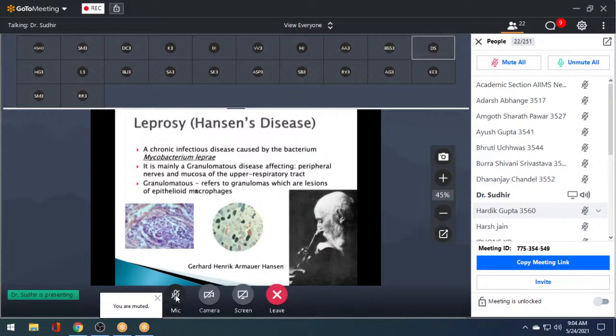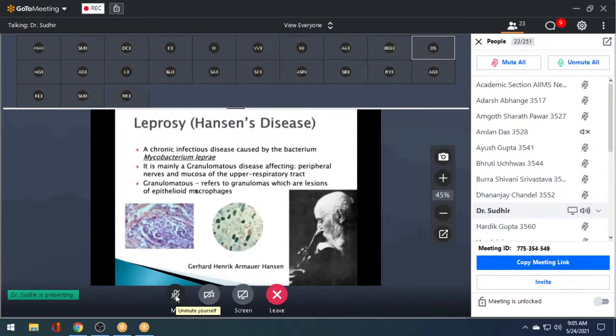Okay, a very good morning to all of you. So today we'll discuss something about leprosy and its therapeutic options for its treatment.